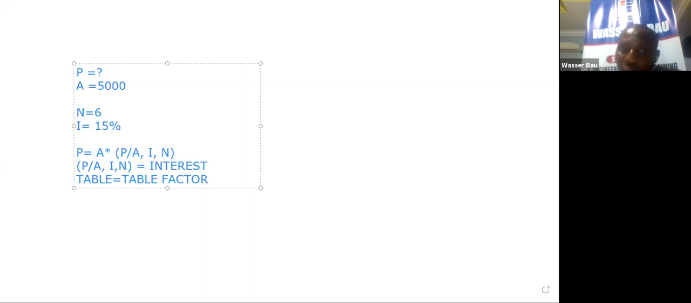And these two are for single payments. For now, forget about the arithmetic gradient; we won't be talking about them now. Our emphasis will be on these six, and out of these six, only about three will be recurring. So single payment, uniform payment. If I say sinking fund factor, it means I'm looking for A given F.